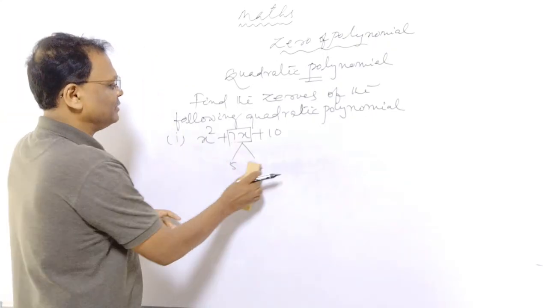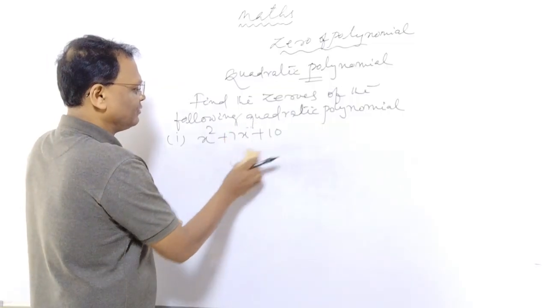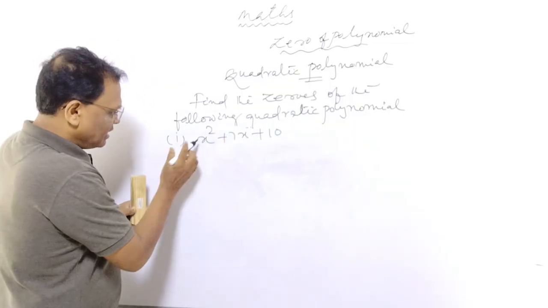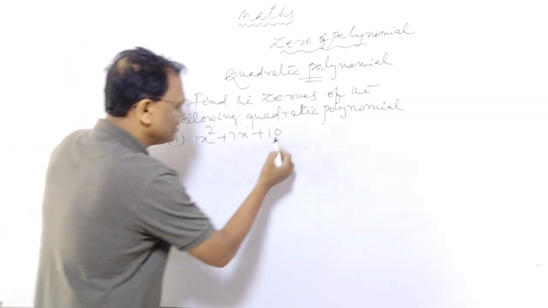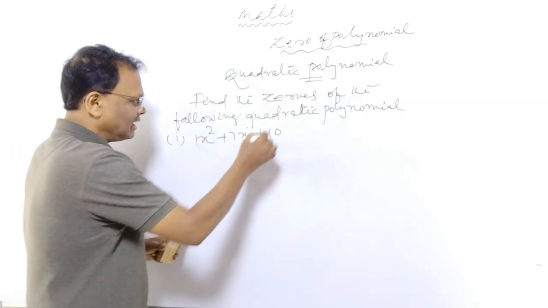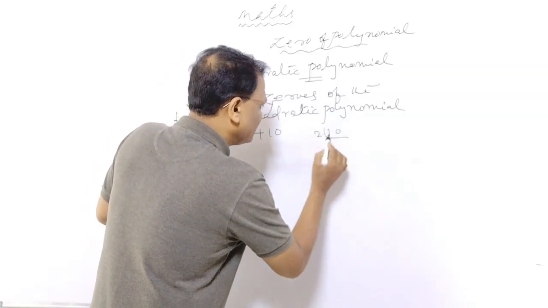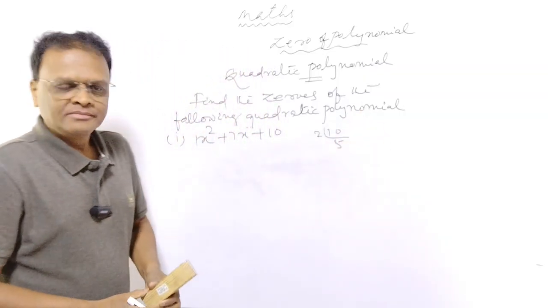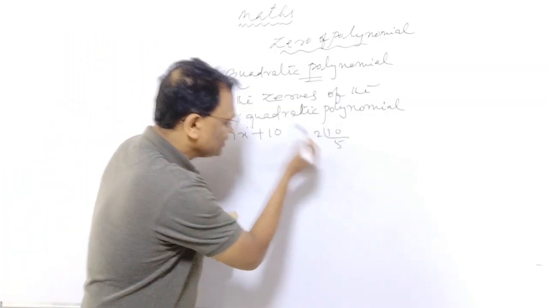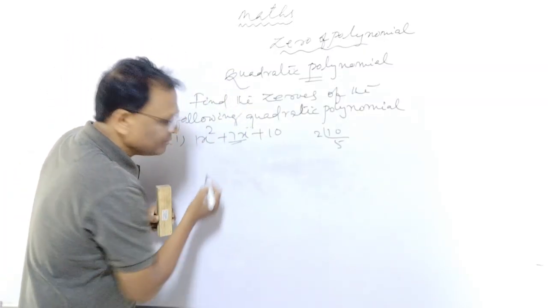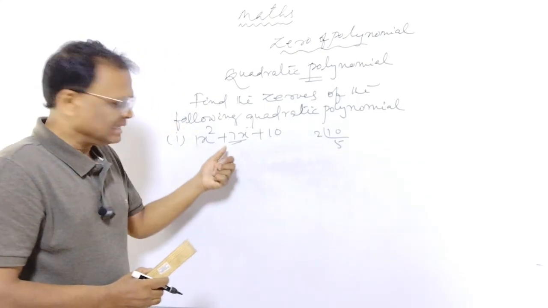So what is the first method? Let me start from the beginning. What are the steps to be followed? What is the coefficient of x square? 1. You multiply this 1 and 10. 1 times 10 is 10. This 10 can be factorized in two ways, like this: 2 and 5. Now 5 plus 2, is it giving 7? Yes. This 5 plus 2 is 7.